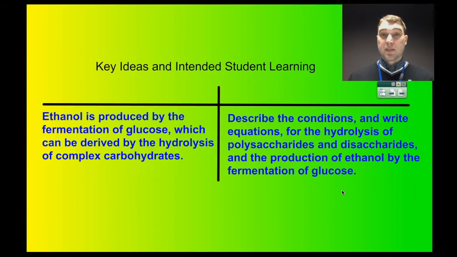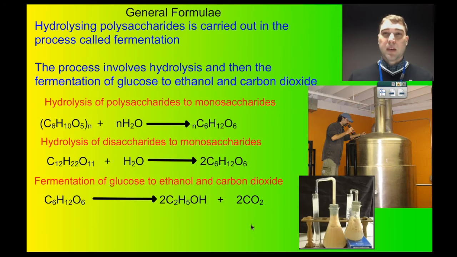So another section of this student outline talks about hydrolysis of polysaccharides and the production of ethanol from glucose. So let's have a look at that. So making alcohol from sugars is called fermentation, and there's a few steps to it. First, you usually start with something that has a lot of glucose rings in it, so starch for example, and you hydrolyze that to monosaccharides. So that's this first equation here.